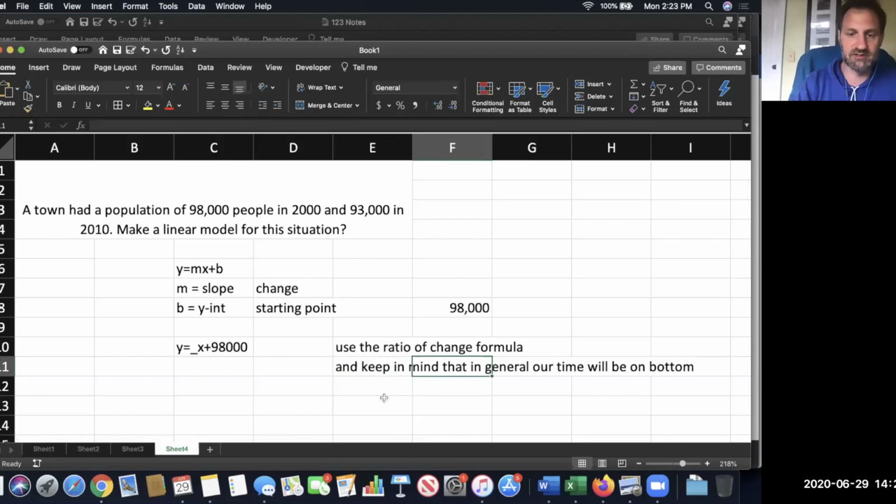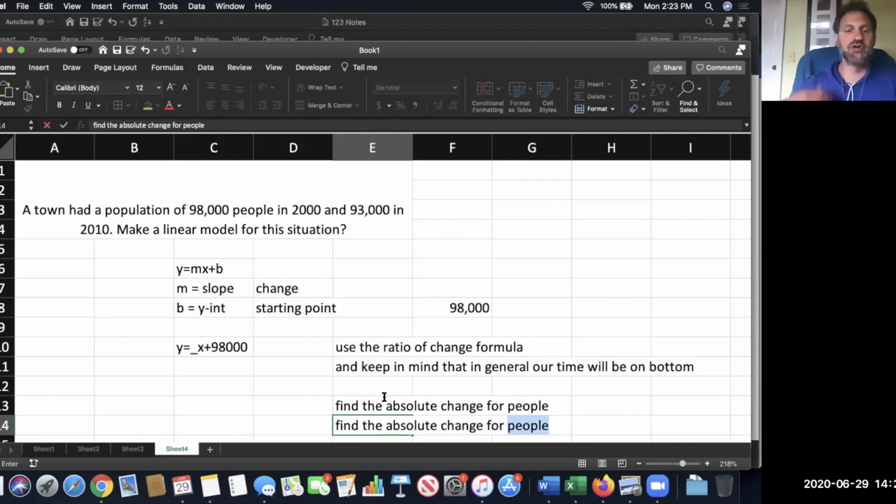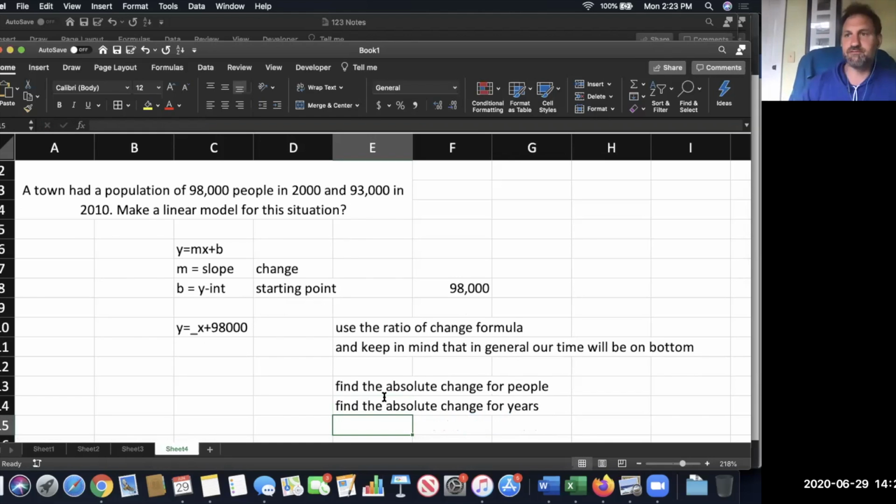Okay, so that's kind of the word explanation for that formula. Find the absolute change for people. Find the absolute change for years. Make the ratio, that's your M value. When you finish, don't leave it as a fraction.